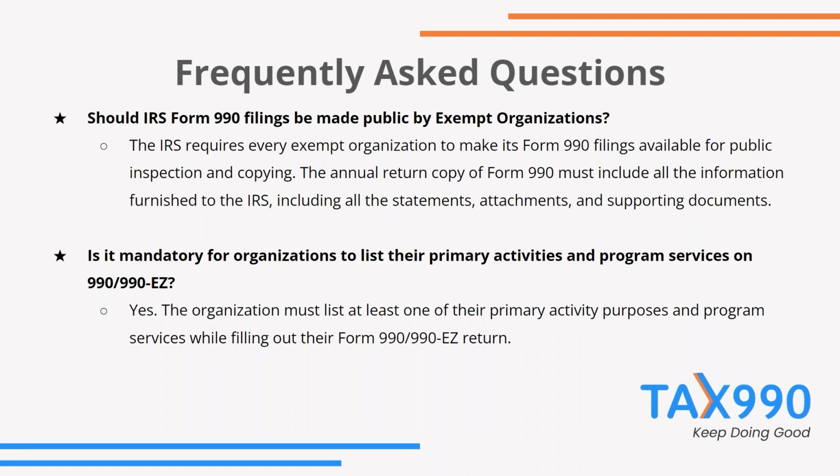Is it mandatory for organizations to list their primary activities and program services on the 990 or 990EZ? Yes, the organization must list at least one of the primary activity purposes and program services while filing the 990 or 990EZ form. It's important to be thorough in this information, as it oftentimes is what the IRS, donors, and other organizations look at to verify that you're adhering to your tax-exempt purpose and using your organization's funding appropriately.